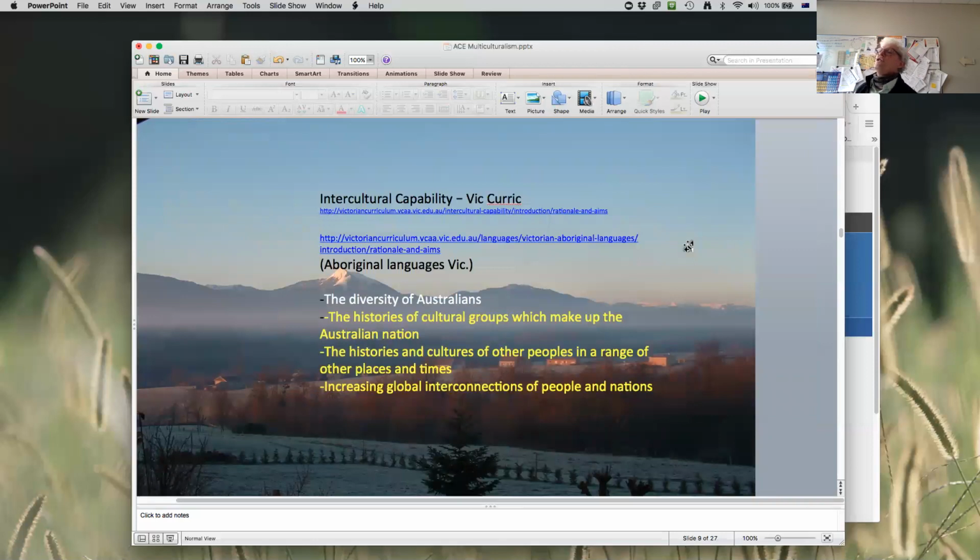The diversity of Australians includes histories of cultural groups which make up the Australian nation, the histories and cultures of other peoples in a range of other places and times, increasing global interconnections of people and nations. And I mean, you can't avoid it anymore. It's such a connected world that you need to be a part of it, and you need to encourage your students to be a part of it.